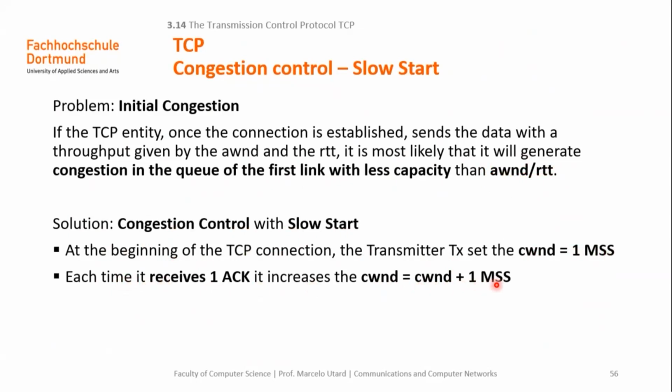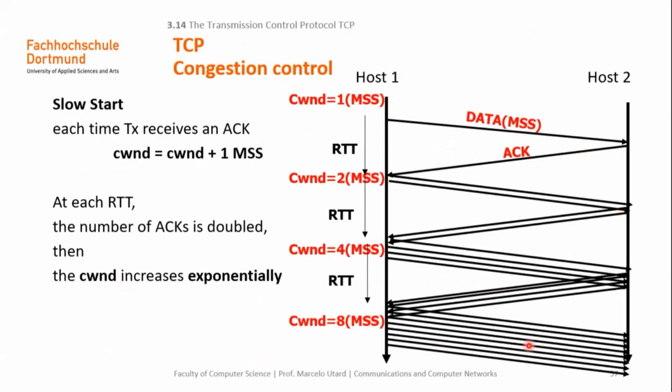If we see this diagram, we could realize, in fact, that at the beginning, the transmitter sent only one segment, with a size of MSS. Once the transmitter received the first ACK, the window is incremented by 1. That is, now the congestion window is 2. Then the transmitter could send 2 segments of the maximum size of MSS.